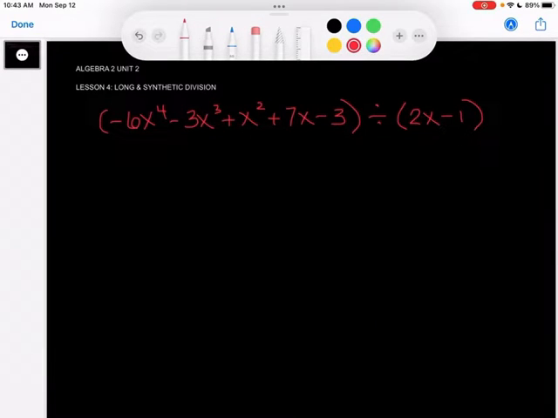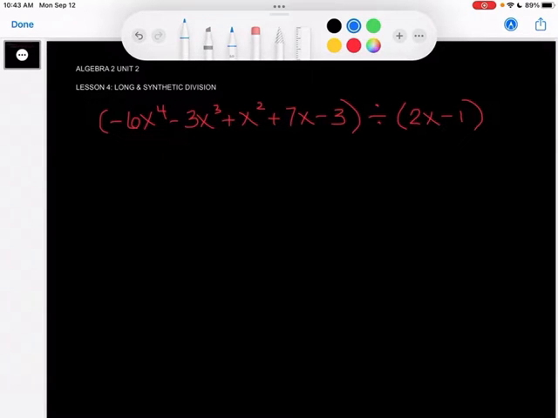This is Carrie Rhinehart. In this video, I'm going to be looking at synthetic division. If you're following along from the text, this is Algebra 2, Unit 2, Lesson 4. Now, Lesson 4 covers both long and synthetic division, but I did a video earlier about long division, so this is synthetic division. Now, remember, you can only use synthetic division if you're dividing by a linear factor.